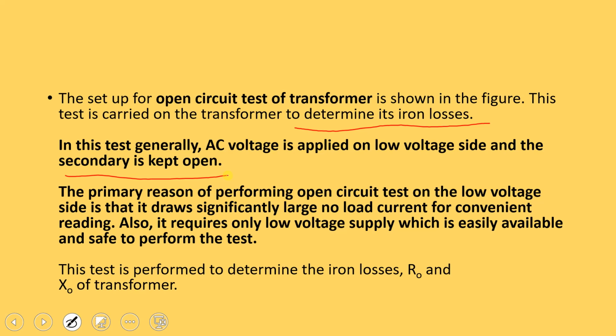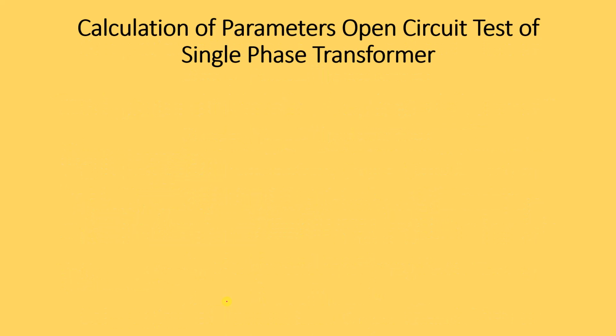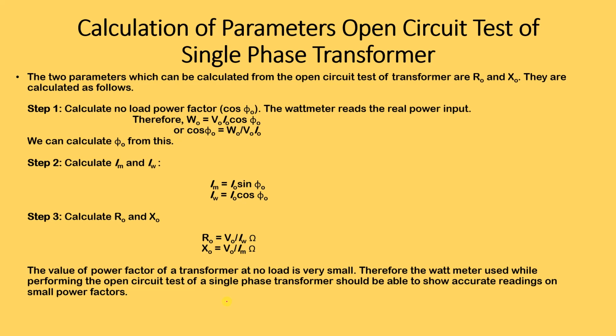The primary reason for performing the open circuit test on the low voltage side is that it draws a significantly large no load current for convenient reading. Also, it requires only a low voltage supply, which is easily available and safe to perform the test. This test is performed to determine the iron loss parameters R0 and X0 of the transformer. So, how do we calculate these values?